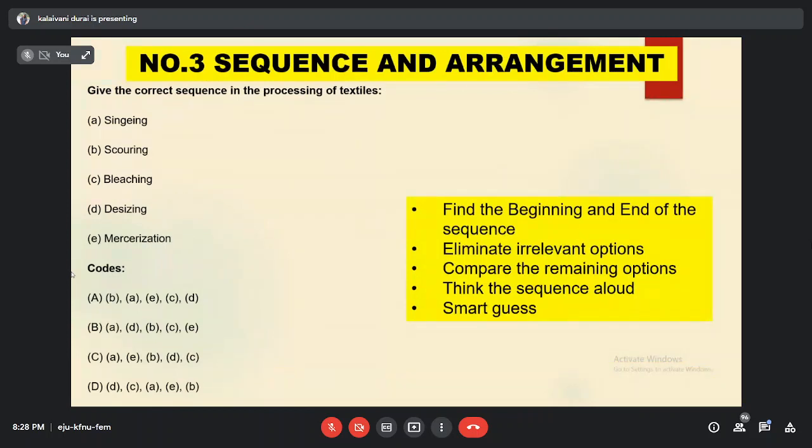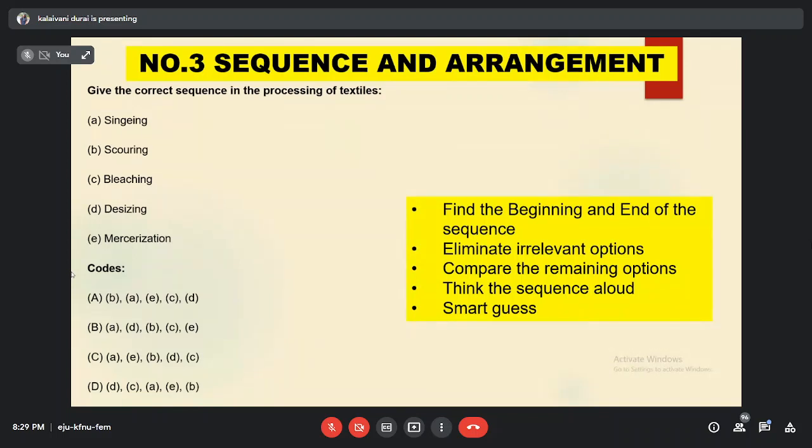Now I'll tell you how to solve this question. So first thing what you have to do is try to find out कि इसमें first क्या आया, what will be the first step, or you can find out what will be the last step. Okay, singing, scouring, bleaching, desizing, mercerization. Okay, mercerization here is a final treatment which is given to cellulosic material. जब पूरा process हो जाएगा, at the end we give this treatment.